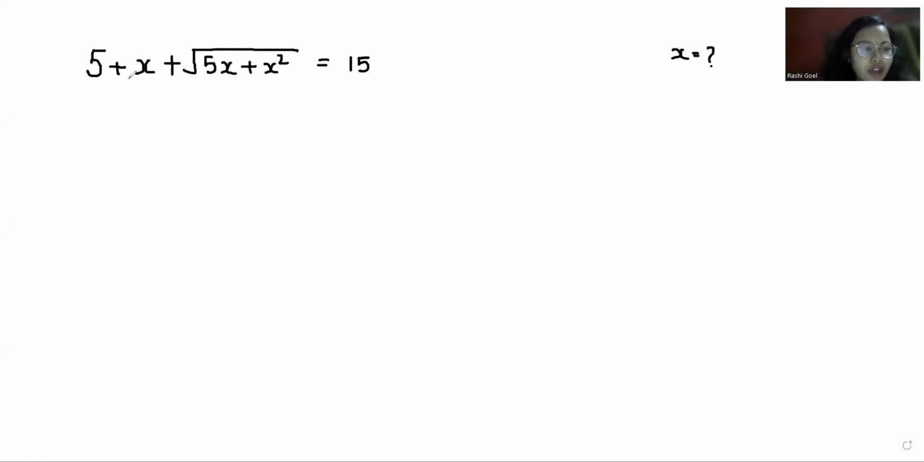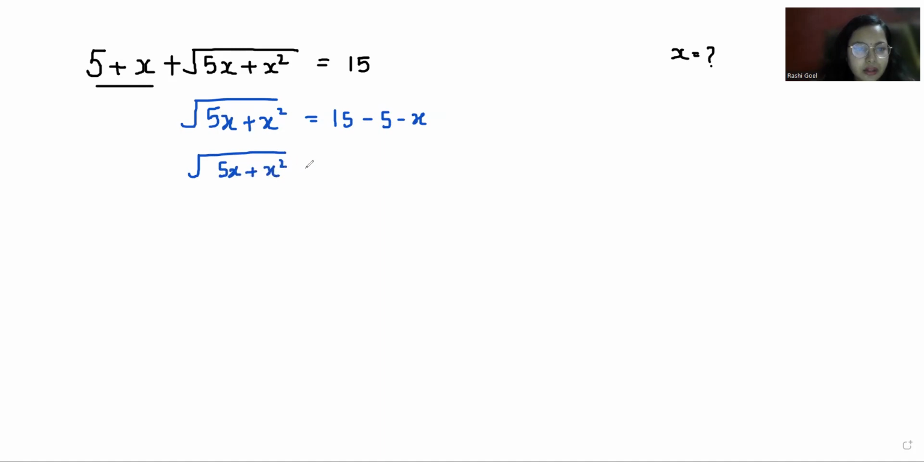So I'll take this 5 plus x to the other side and I can write the equation as square root 5x plus x square is equals to 15 minus 5 minus x. Now square root 5x plus x square is equals to 15 minus 5 is 10 minus x.